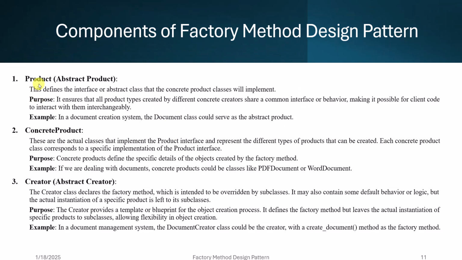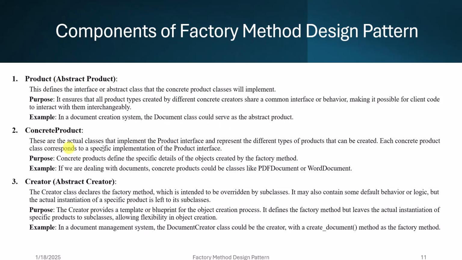So the first one is product, which I said might be an abstract product. This defines the interface or abstract class that the concrete product classes will implement. The purpose of this component is to ensure that all product types created by different concrete creators share a common interface or behavior, making it possible for client code to interact with them interchangeably. One example is a document creation system where the document class could serve as an abstract product.